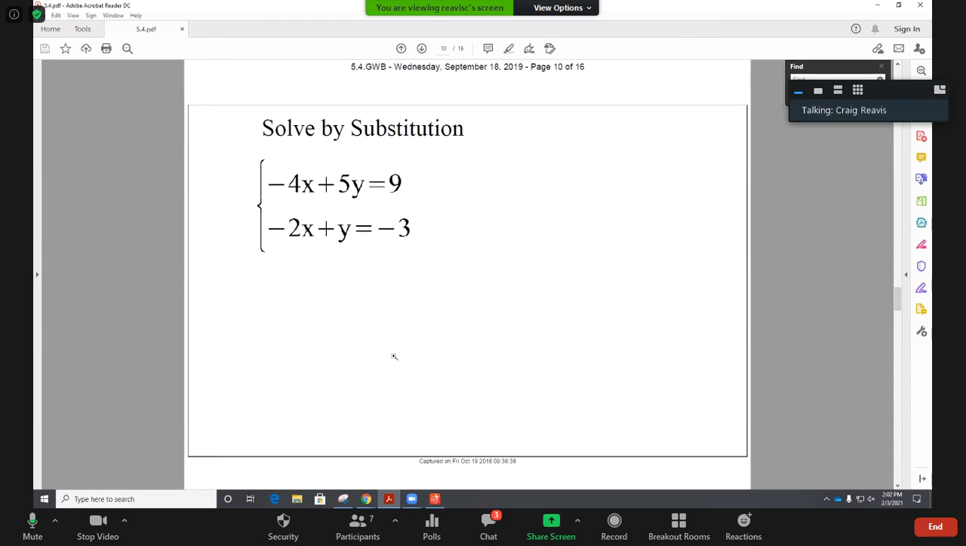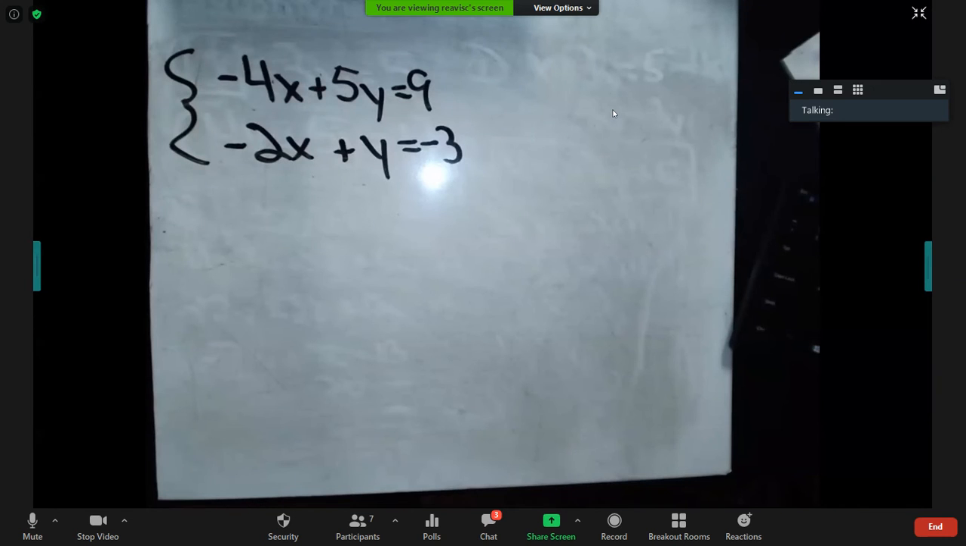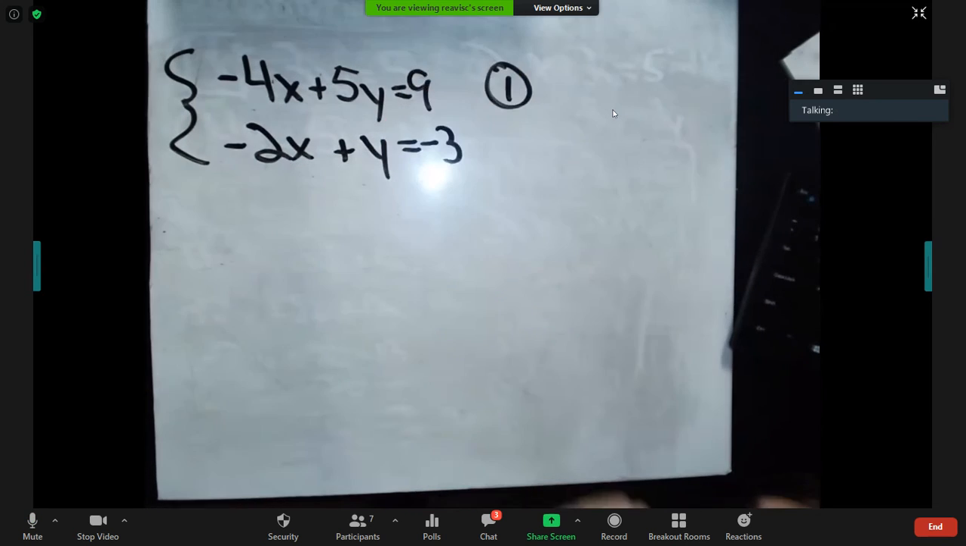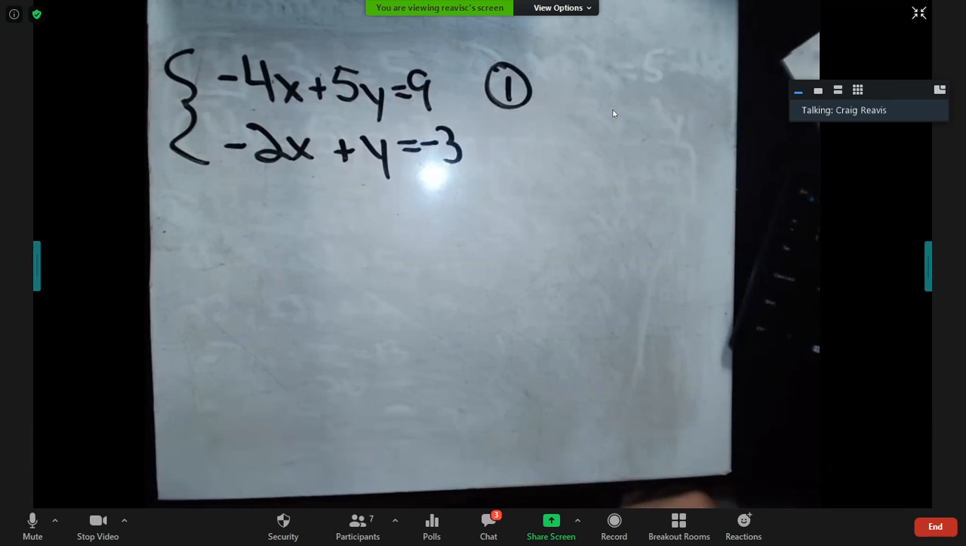All right, negative 4x plus 5y equals 9. Negative 2x plus y equals negative 3. All right, so the first step, step 1, I want to solve for either x or y. Remember, I look for a variable that has an understood 1 in front of it. That has a negative 4, that has a 5, that has a negative 2. This is the one that's set up like I like.